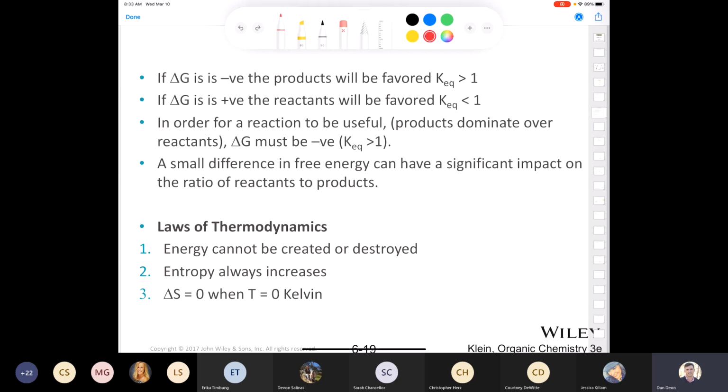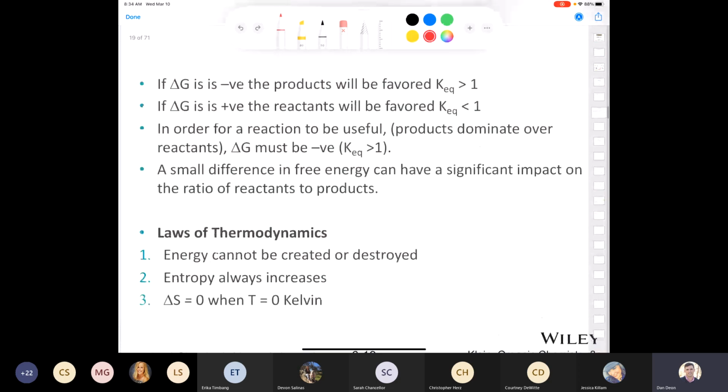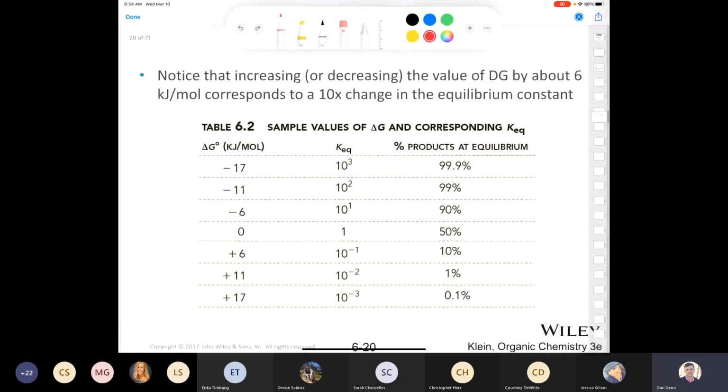In order for a reaction to be useful, and there's a little slide in our book. I have it on the next one here. It says, in order for a reaction to be useful, the delta G's got to be negative, and a little bit of difference in free energy has a huge, giant impact on the ratio of reactants to products. I'm going to skip the laws of thermodynamics and skip to this slide right here.